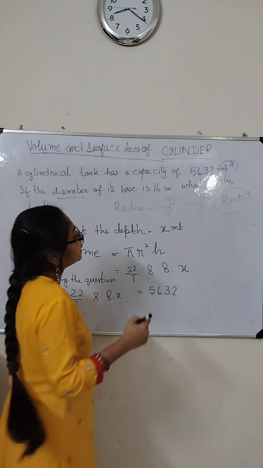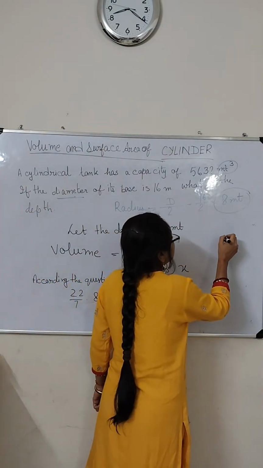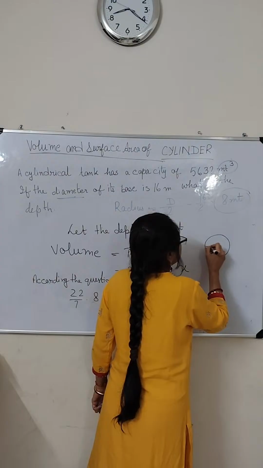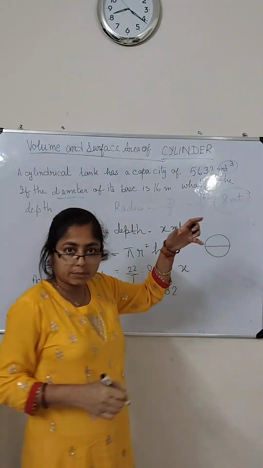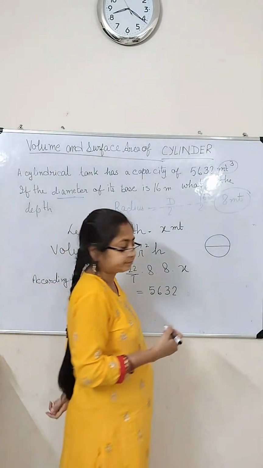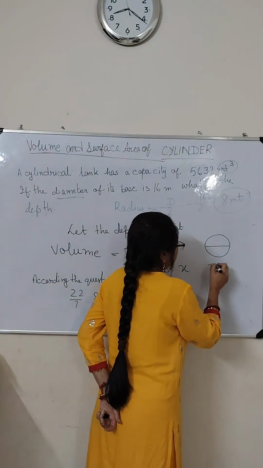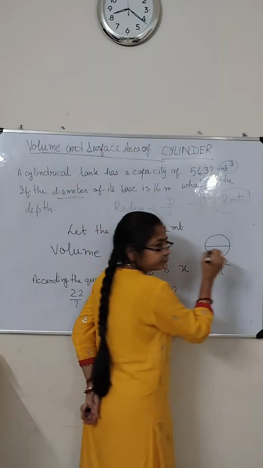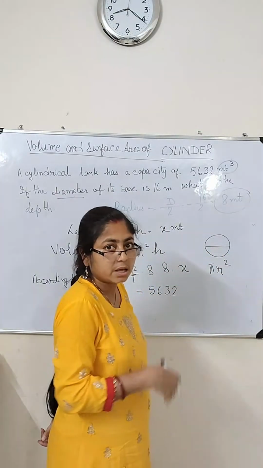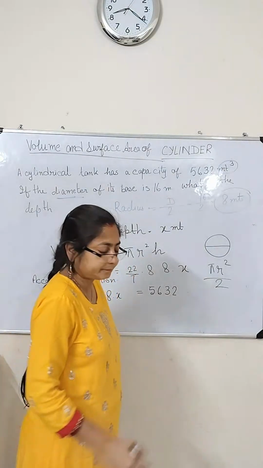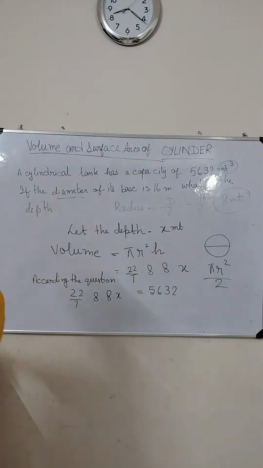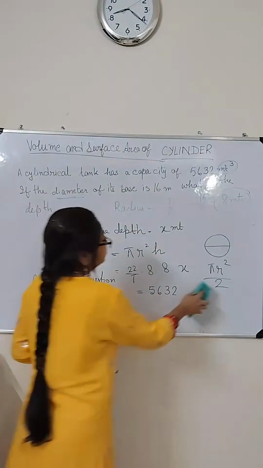Someone asked me, semicircle means half of the circle. What is the formula of the area of the circle? Pi r², full circle area. Semicircle means half circle, so divide by 2. Okay? But it is not part of this maths.